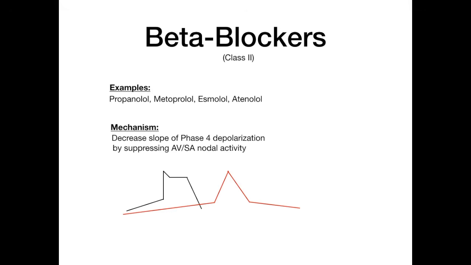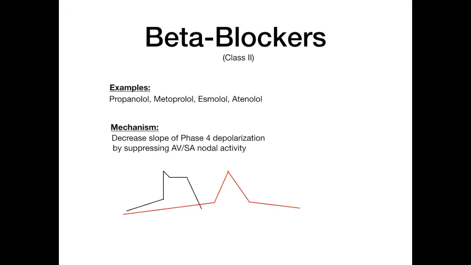Propranolol, metoprolol, esmolol, atenolol. The mechanism of the class 2 beta blockers is that these decrease the slope of phase 4 depolarization by suppressing AV nodal or SA nodal activity. So what you see in black is the normal cardiac action potential, and if you introduce a beta blocker, it will shift and change to what you see in red. And the reason that this happens is because you're decreasing the slope of that phase 4 depolarization by decreasing your AV-SA nodal activity. So by inhibiting the sympathetic drive into the system, you decrease the slope of phase 4 depolarization because you're altering the ionic flow of your normal currents.